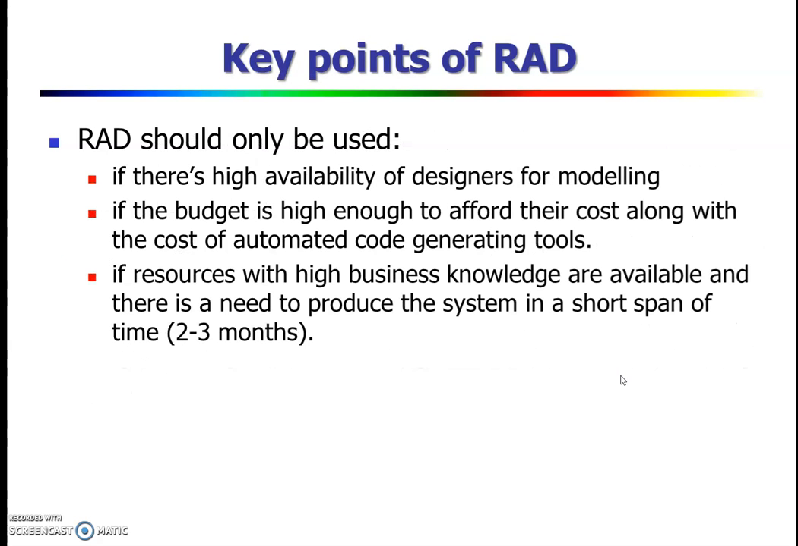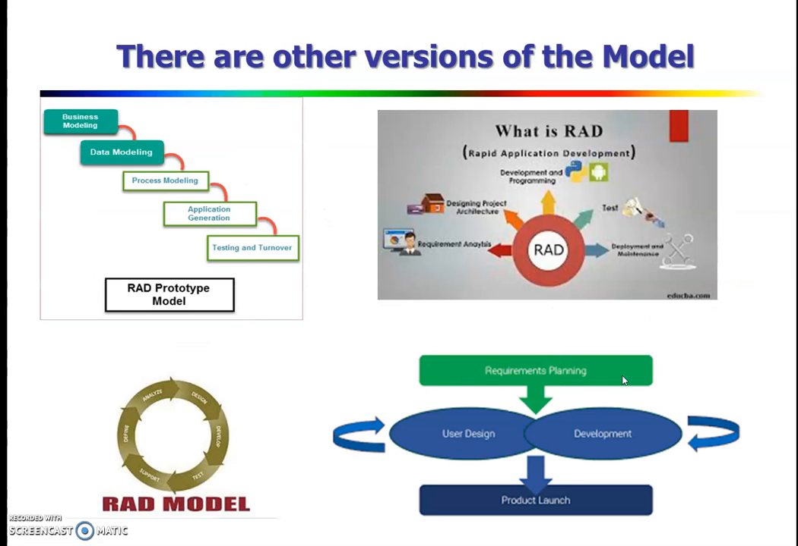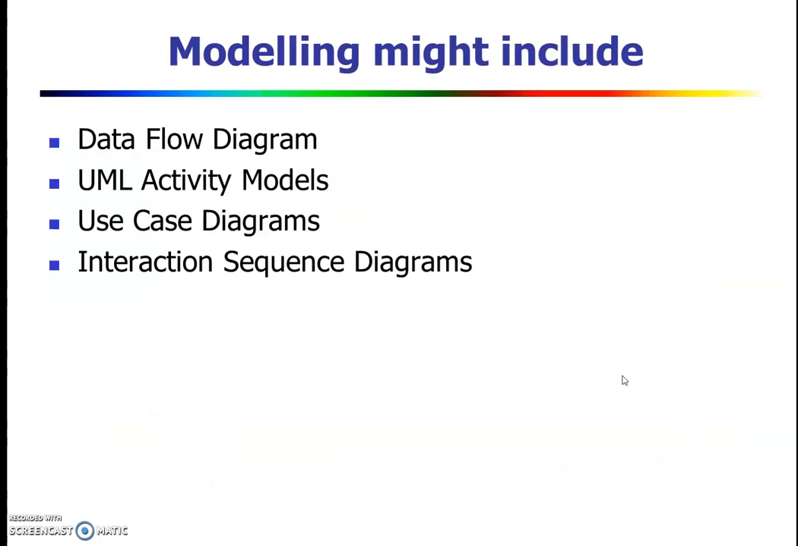RAD should only be used if there is high availability of designers for modeling, and if the budget is high enough to afford their cost along with the cost of automated code generation tools. These are some other versions of RAD models. They might include data flow diagrams, entity activity, use case diagrams, and interaction sequence diagrams.